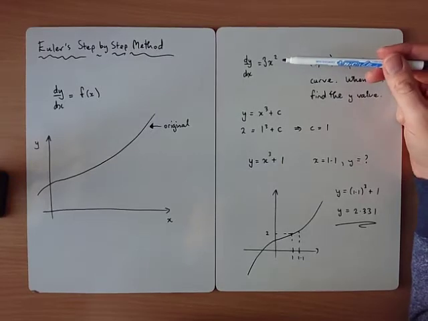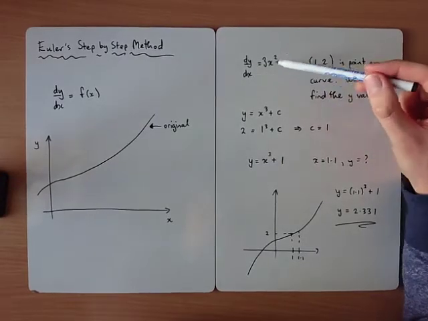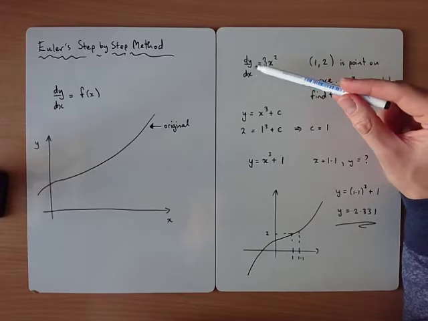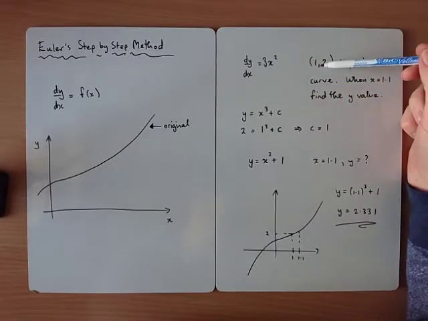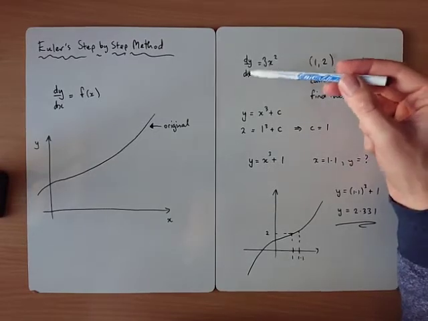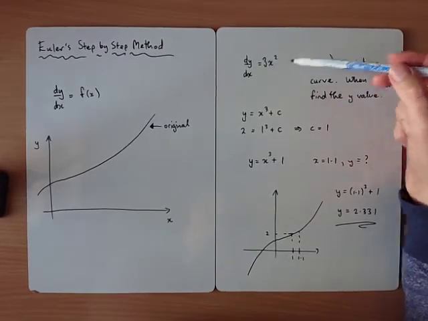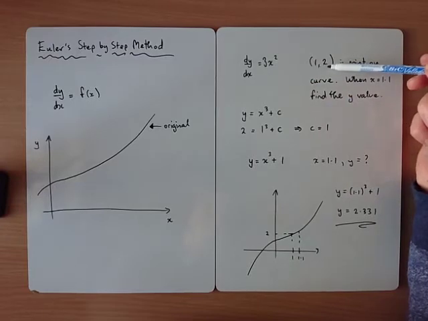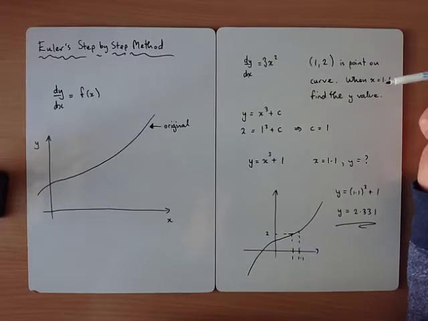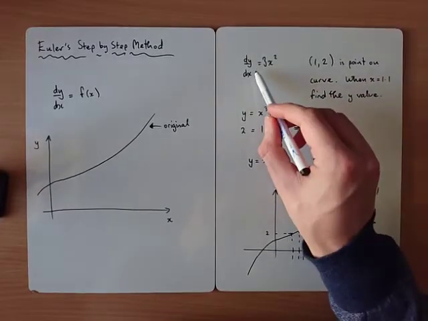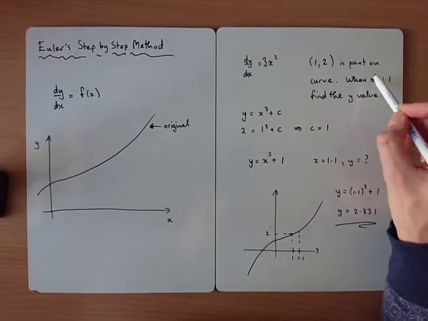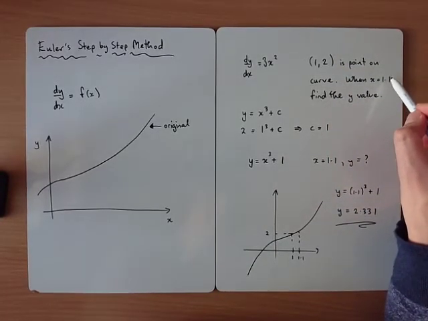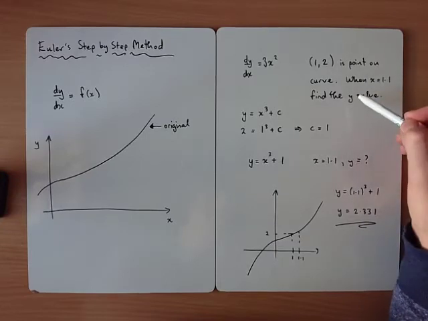Imagine you were given a differential equation, dy by dx equals 3x squared. We don't know what the original function is. We know that the derivative is this, but we know some information: when x equals 1, y equals 2 on the original curve. Then if we were asked, if we know the differential equation and a point on the original curve, figure out when x equals 1.1, another x value, what would that y value be?